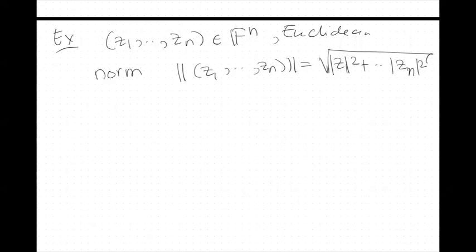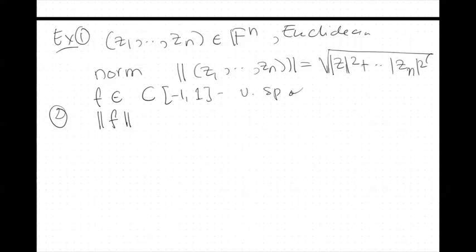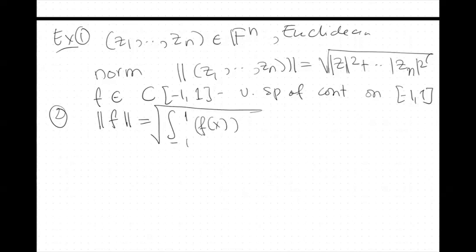We have already encountered this earlier, but here we just state this in the language that we already developed. The other one is if f is in C continuous on -1 to 1. This is a vector space of continuous functions on -1 to 1. The norm is given by the square root of the integral, where we square f and then integrate with respect to x.